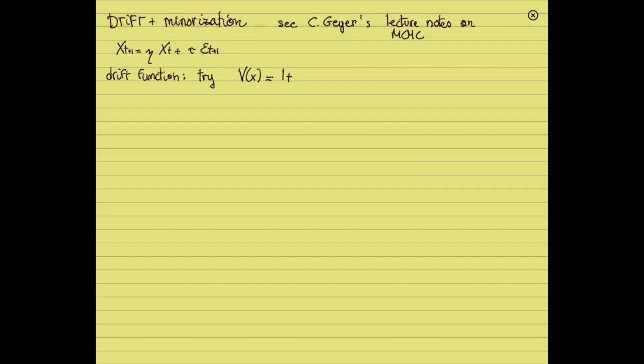And because this Markov chain is essentially Gaussian, it's easy to work with quadratic functions. And so we will try the function v of x equal 1 plus ax squared for some positive constant a, because that's a function v that is certainly larger than 1 for all x. And we want drift functions to be functions larger than 1.